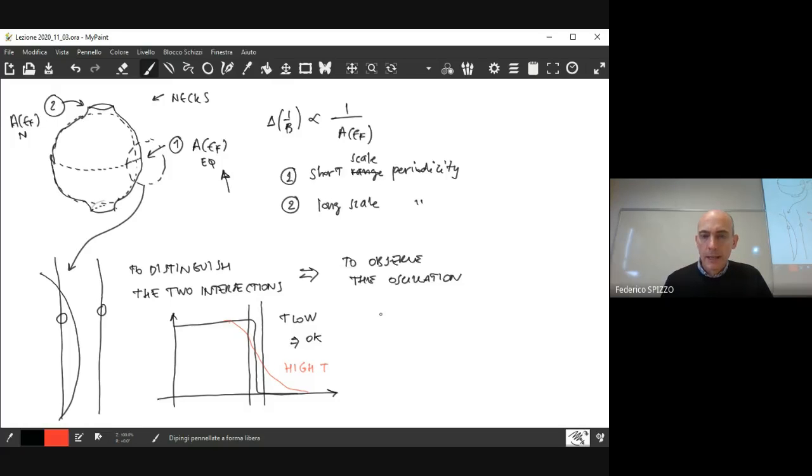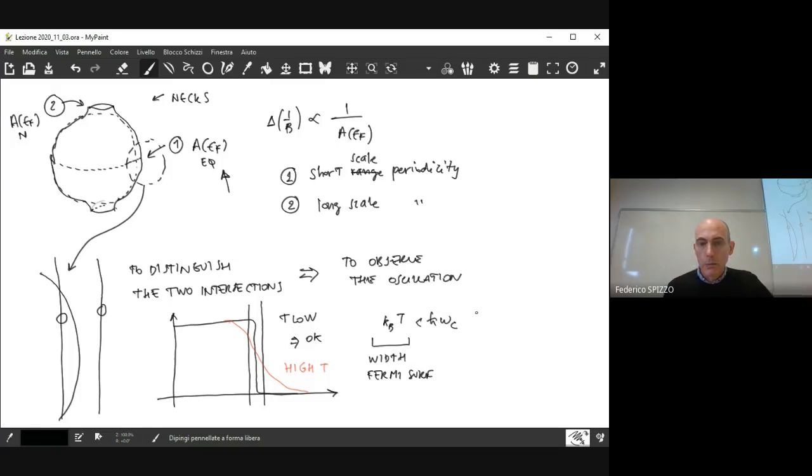So the requirement is that the width of the Fermi surface, which is of the order of kBT, should be smaller than the difference in energy between the family of cylinders. And in that case, the difference in energy is h bar omega c. So this condition has to be fulfilled to observe the oscillation.